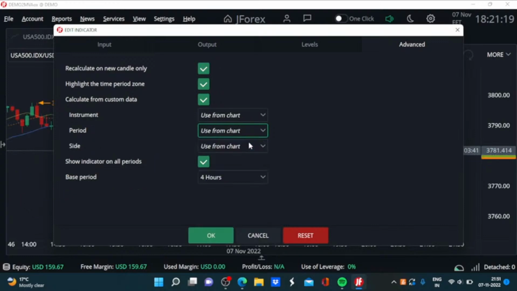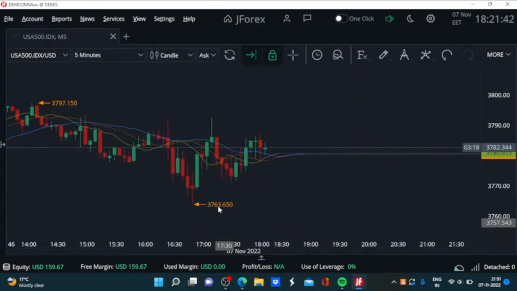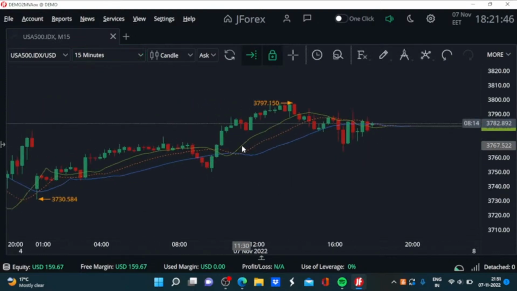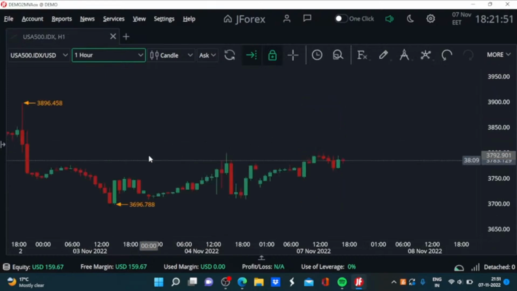I will again restore it back to use from the chart. The spread side can be ask or bid. There is going to be a minor difference, not much, depending on what kind of spread is there for the instrument of choice. If you want the indicator to be available on all the candle periods, you can have it, or else you can simply specify on which candle period this indicator should be there. So now that I have opted for 5 minutes and 15 minutes, we will have this indicator plotted for 5 minutes and 15 minutes, but not for hourly or any other candle period.